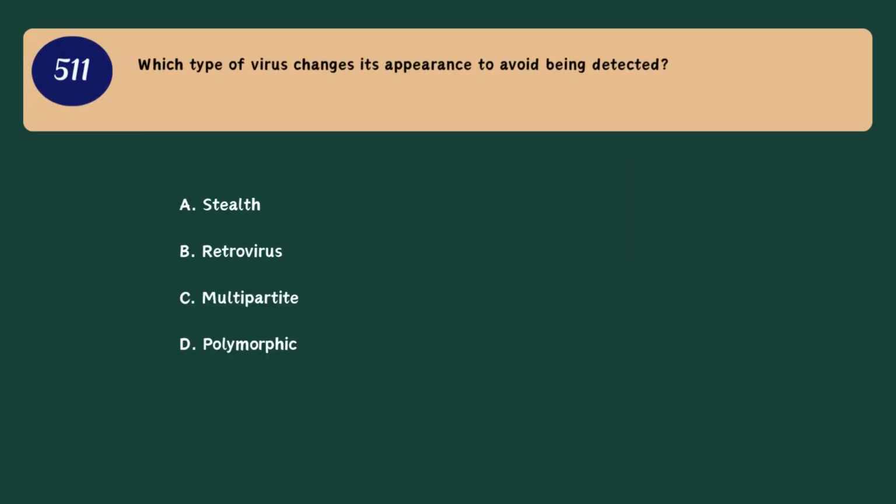Question 511. Which type of virus changes its appearance to avoid being detected? A. Stealth. B. Retrovirus. C. Multipartite. D. Polymorphic.